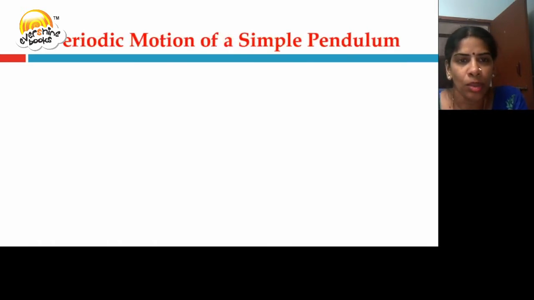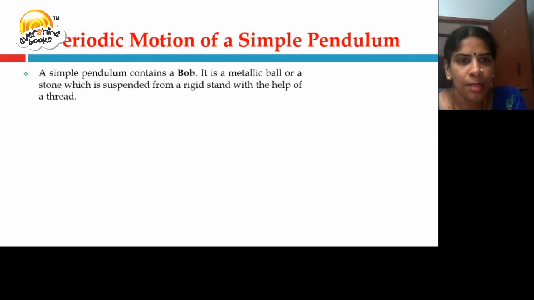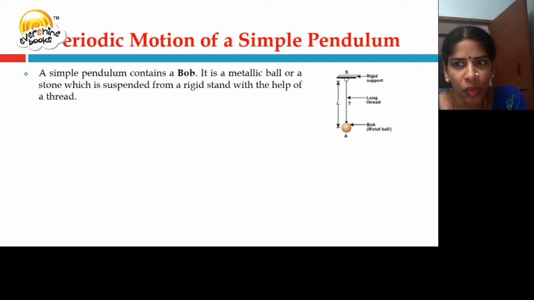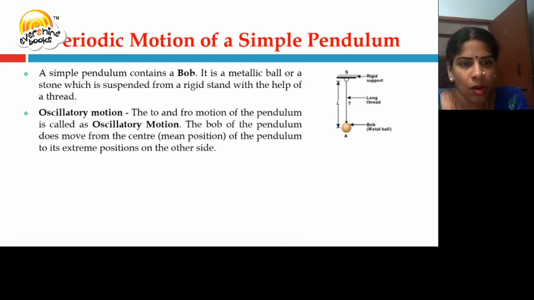Let us now discuss the periodic motion of a simple pendulum. A simple pendulum contains a bob. It is a metallic ball or a stone which is suspended from a rigid stand with the help of a thread. Oscillatory motion. The to and fro motion of the pendulum is called oscillatory motion. The bob of the pendulum moves from the center, that is the mean position of the pendulum, to its extreme positions on either side.